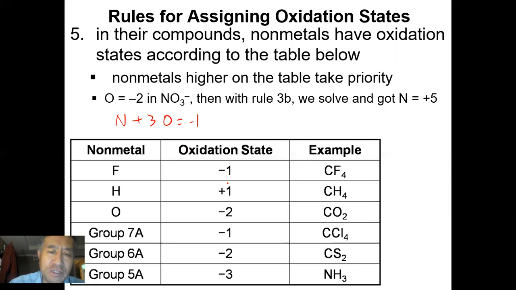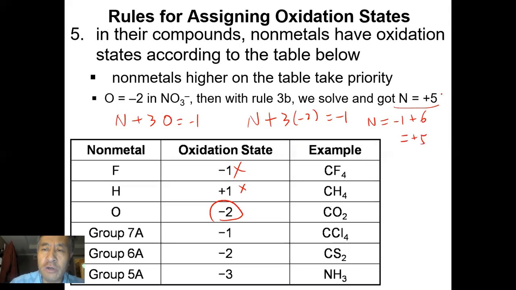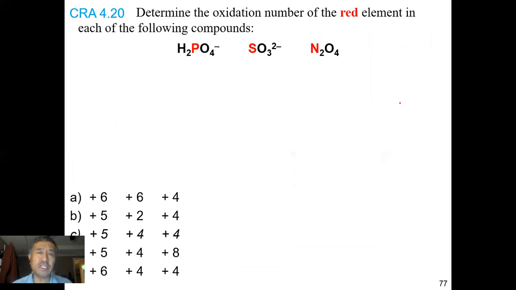So you don't have fluorine, you don't have hydrogen, but you have oxygen. So therefore, you will have negative two for oxygen. So you replace O by negative two, and you have a new equation. Solve this new equation, so N equals negative 1 plus 6, so that will be plus 5. So therefore, you get plus 5. So this rule determines the oxidation state. Sometimes we call it the oxidation number of the element.